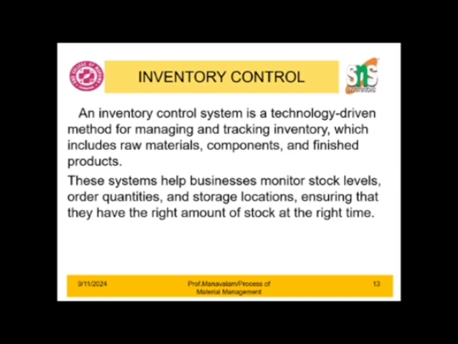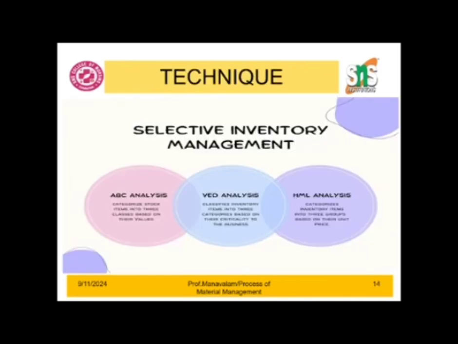Inventory control. An inventory control system is a technology driven method for managing and tracking the inventory, which includes raw materials, components and finished products. This inventory control system helps businesses to monitor the stock levels, to order the right quantity of materials, to find the storage location, as well as ensuring that they have the right amount of stock at the right time.